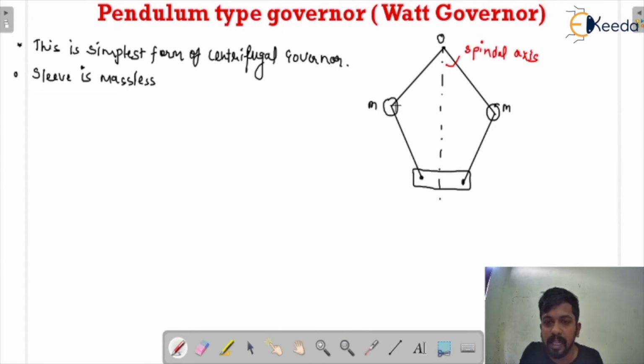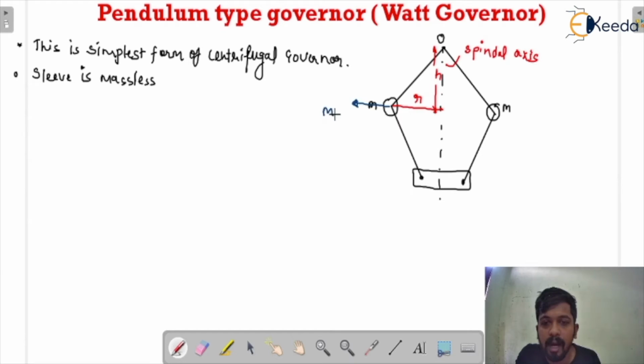Here you can say this is the spindle axis, and this is the radius r, which is measured from the center of the balls to the spindle axis. And we all know this is the height of the governor, and r is the radius of the governor. So you can see there is a ball of mass m, which is going to be rotated about the spindle axis. When it is rotated about the spindle axis, it has a centrifugal force in the outward direction.